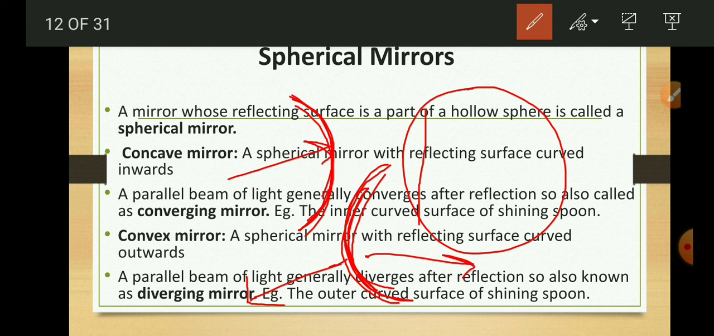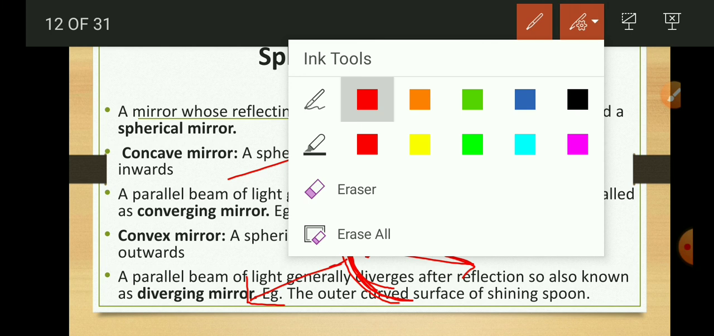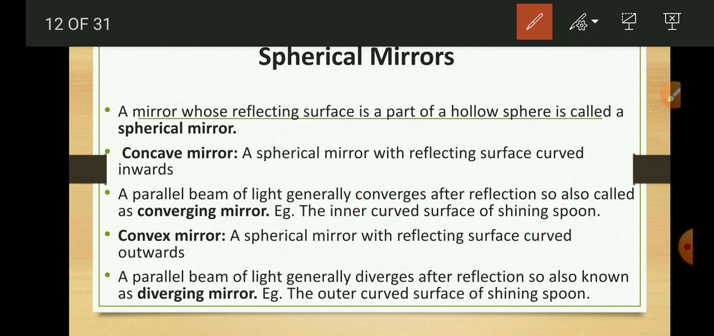Based on this, there are two types of mirrors. One is the concave mirror and the other is the convex mirror. A spherical mirror with reflecting surface curved inward is called a concave mirror. So, if the reflecting surface is the inner curved surface, then that is called a concave mirror. So, this is a concave mirror. A parallel beam of light generally converges after reflection and so it is called a converging mirror.